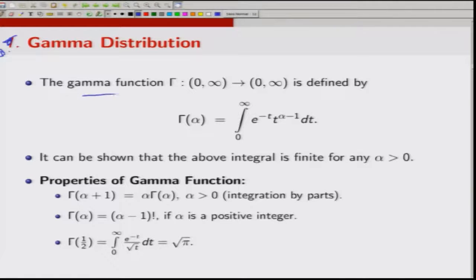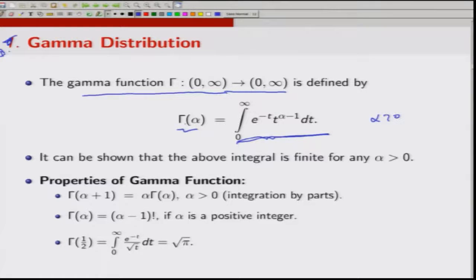A gamma function is a real valued function, in fact a positive real valued function defined on 0 to infinity, and this is given by gamma alpha as integral from 0 to infinity of e to power minus t, t to power alpha minus 1 dt. Now, one can show that for alpha greater than 0, this integral is always finite. So, that means the gamma function is well defined for any alpha greater than 0.